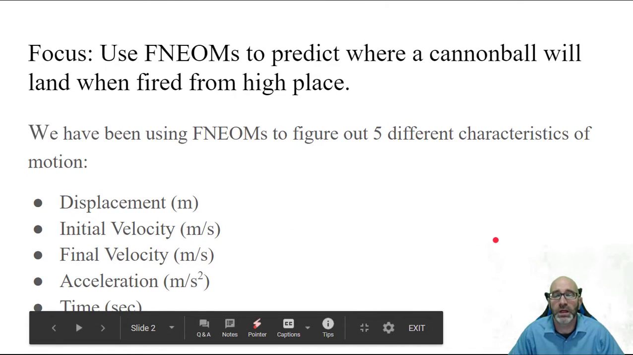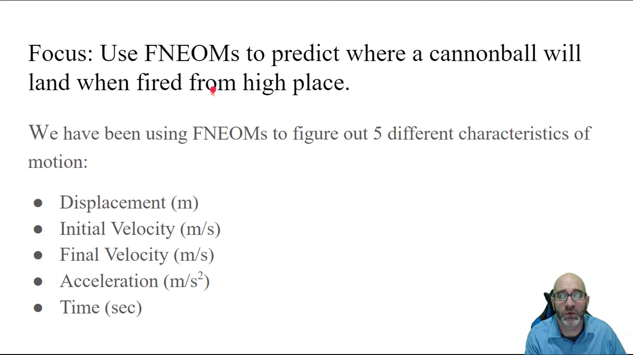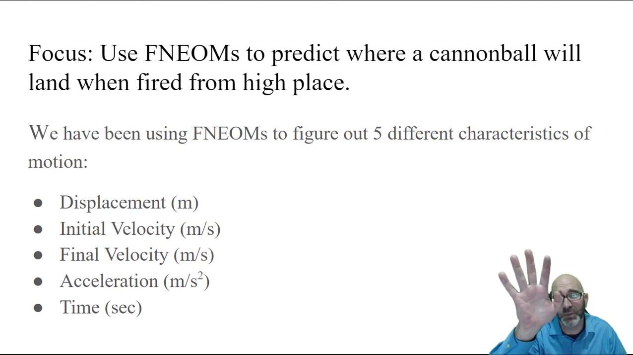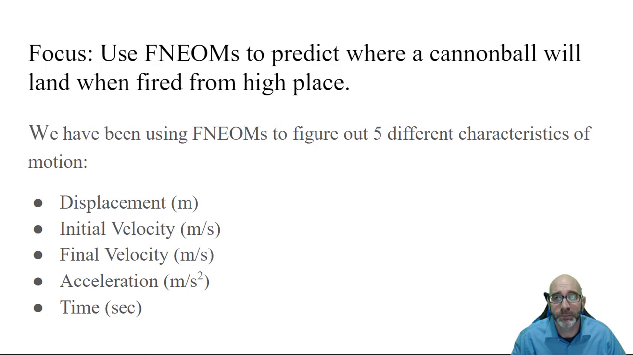So our focus today is we're going to use phonemes in order to predict where a cannonball will land when it's fired from a high place. We have been using phonemes to figure out 5 different characteristics of motion: displacement in meters, velocity initial in meters per second, velocity final in meters per second, acceleration in meters per second squared, and then finally time, which is probably the most important.